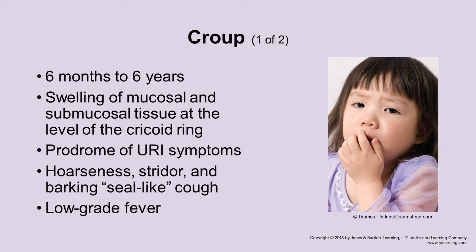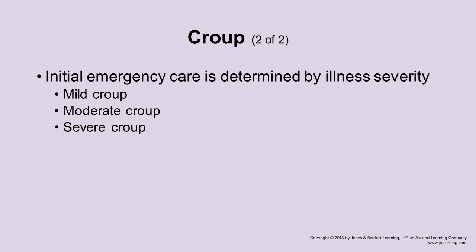These children generally present with a prodrome, or a few days of upper respiratory tract infection symptoms such as cough and fever. And then they progress to more severe symptoms such as hoarse voice, stridor, and a barking or seal-like cough. They can additionally have ongoing fever due to their viral etiology. So croup care is typically determined by the severity of the disease.